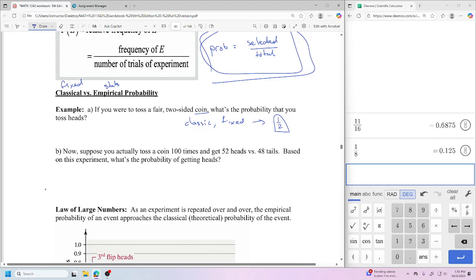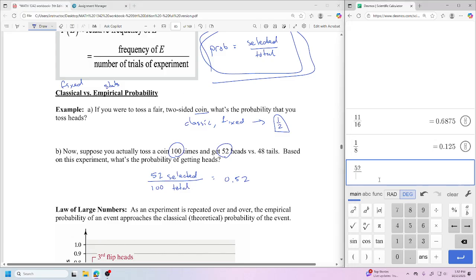It says now you do it 100 times and you get 52 heads and 48 tails. Based on this experiment, just right here, what's the probability of heads? Now again, remember that we're going to be doing selected over total every single time. So what would be my selected for heads? 52. And what's my total? Perfect. Yep, exactly. And so this one comes out to be 0.52. We can do that on the side, of course, but 0.52. That's their answer for this one.